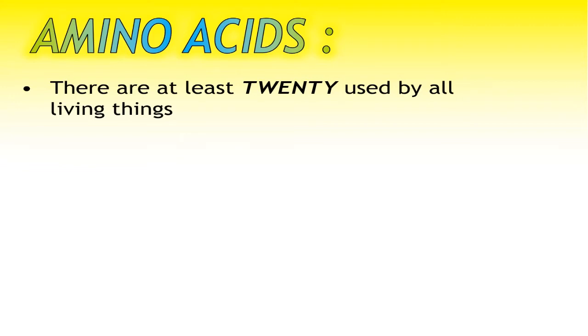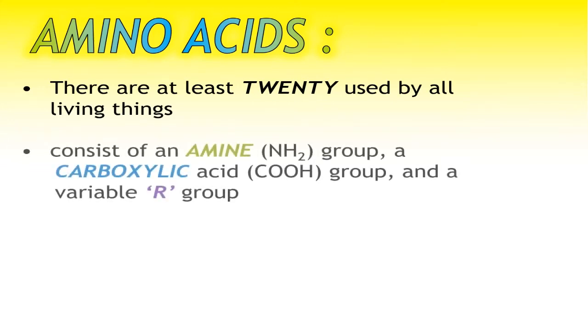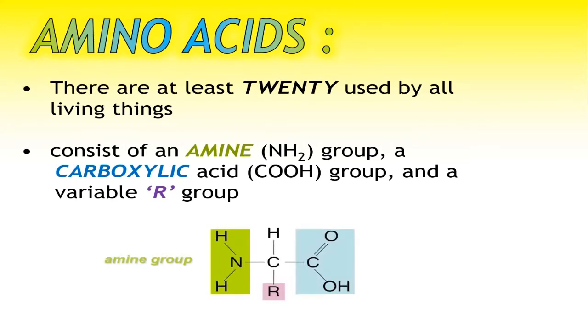Well, with amino acids, there's 20 shapes used by living things. Each one of these amino acids has a different shape, but they have common features. For example, even though they have different shapes, they all will have what's called an amine group, NH2, highlighted in green. They'll all have a carboxylic acid group, COOH, with a double bond, highlighted in blue. And then they'll have a variable R group.